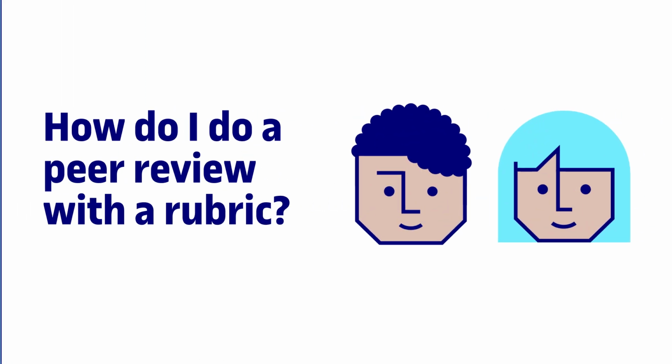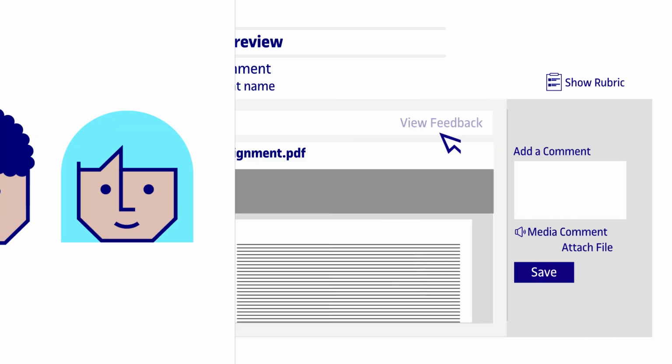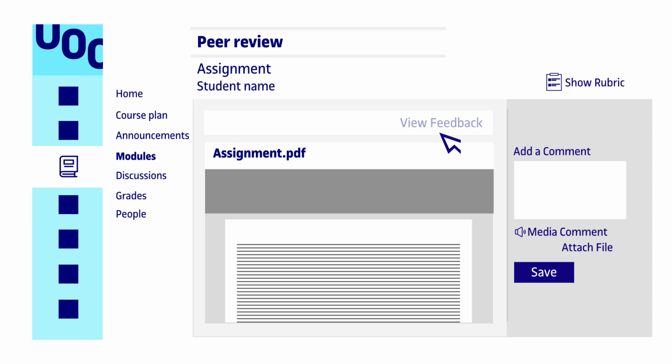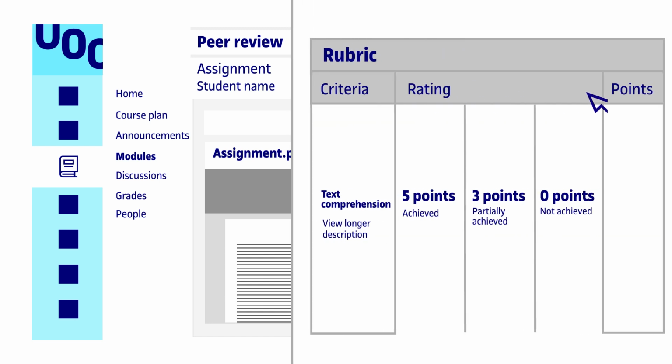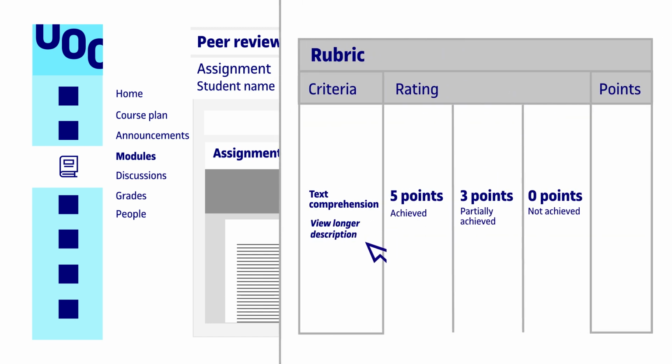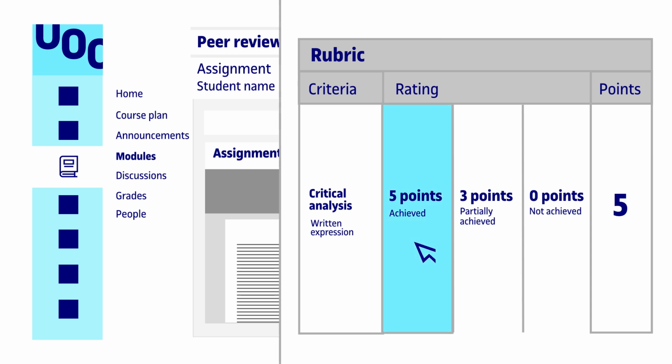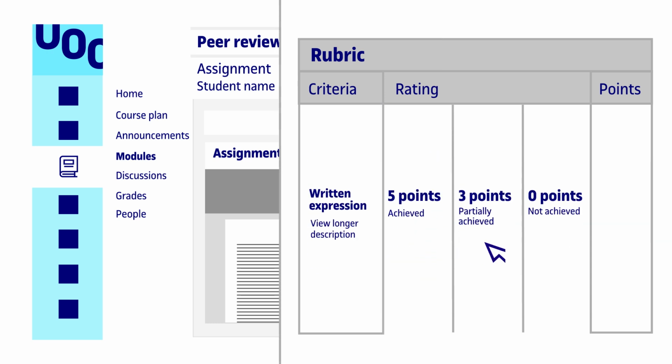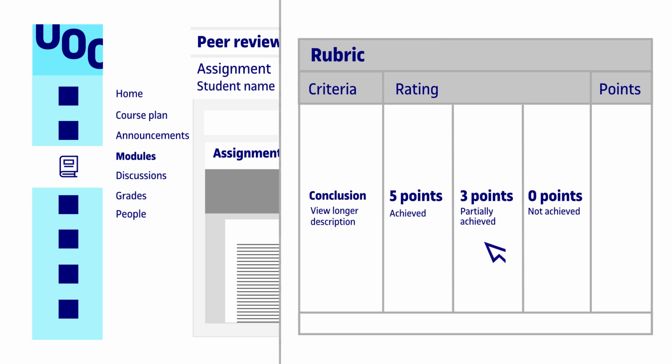How do I do a peer review with a rubric? Teaching staff can provide assessment guidelines with a rubric to guide you. If so, you'll see the Show Rubric option at the top right of the review page. First, review the work and then select the degree of achievement for each criterion of the rubric. There are different types of rubric. Some will be linked to the score for the assignment, while others will not. When you're done, click on Save.